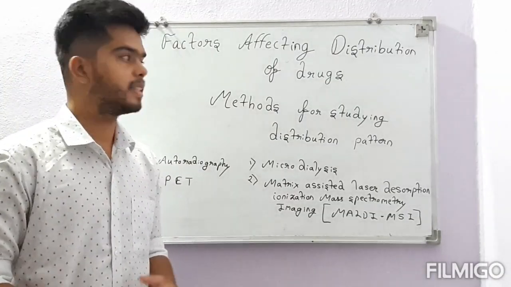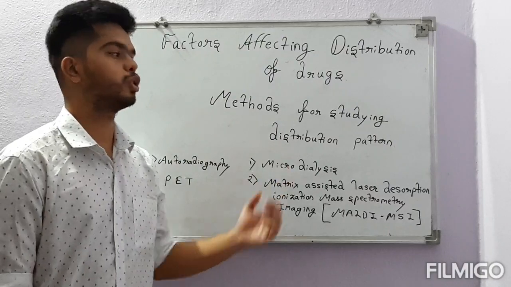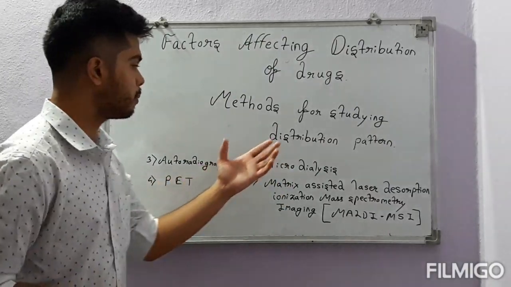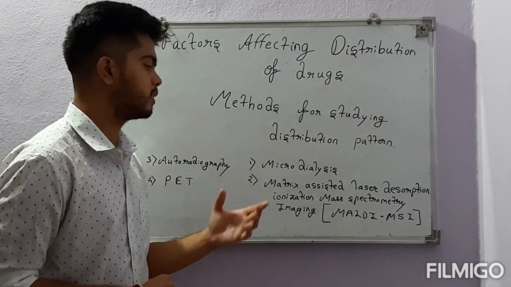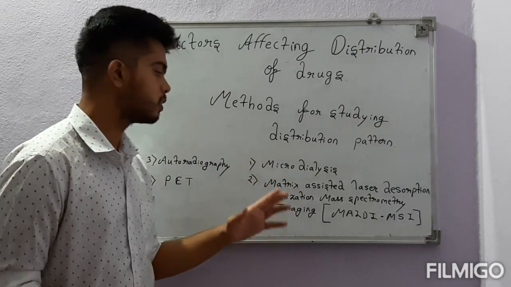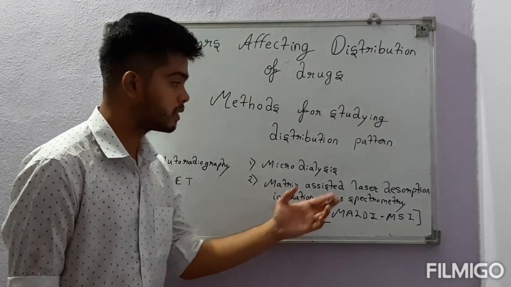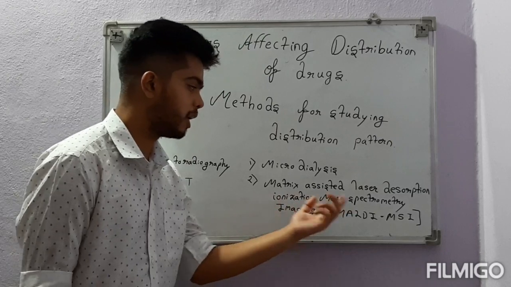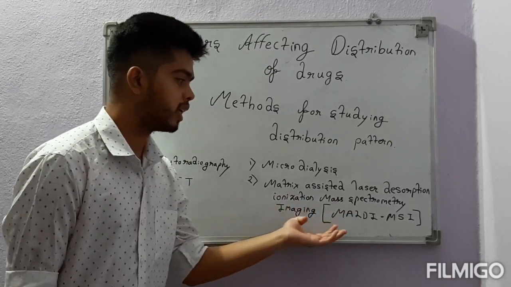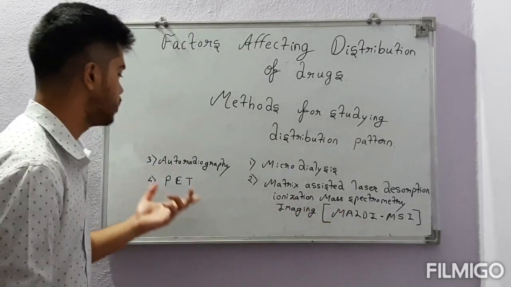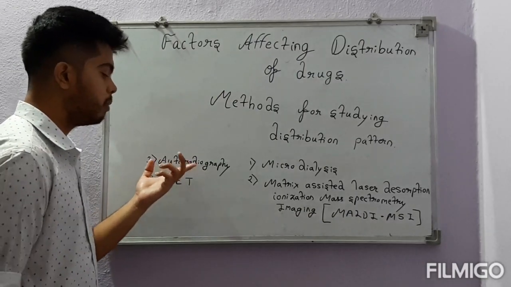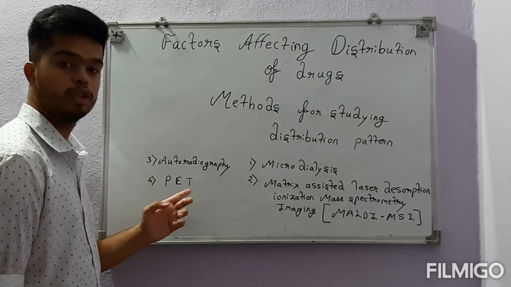At the last, let's see the methods for studying the distribution patterns. The methods for studying the distribution patterns are the microdialysis method, matrix assisted laser desorption ionization mass spectrometric imaging, that is the MALDI-MSI method, the autoradiography method and the positron emission tomography method.